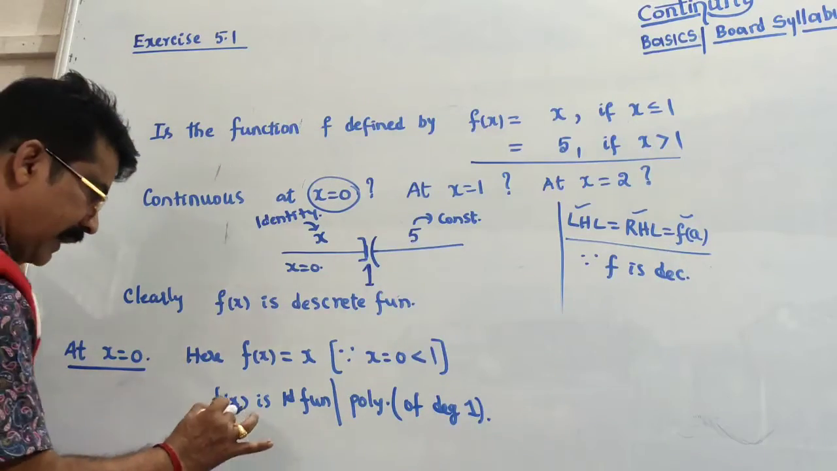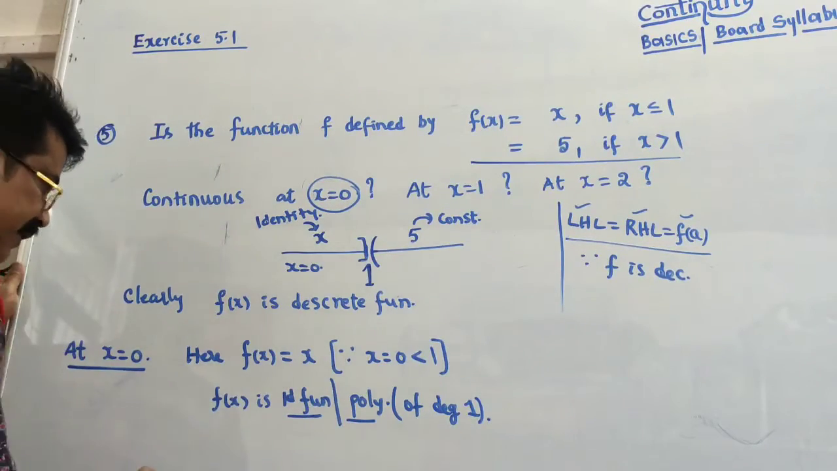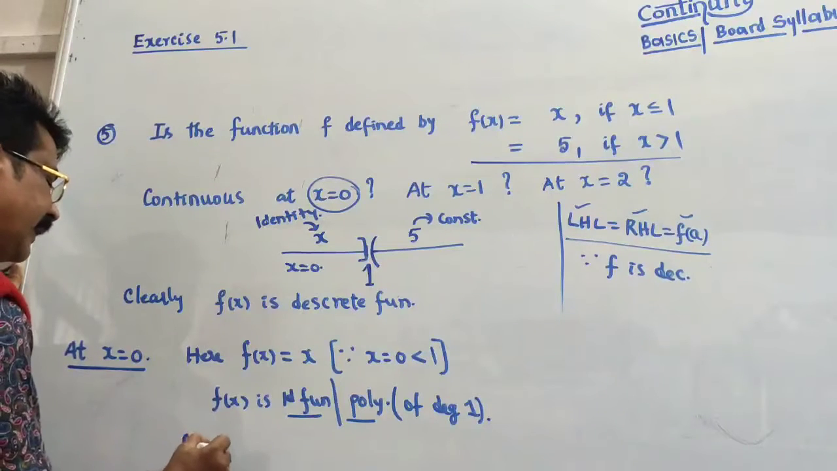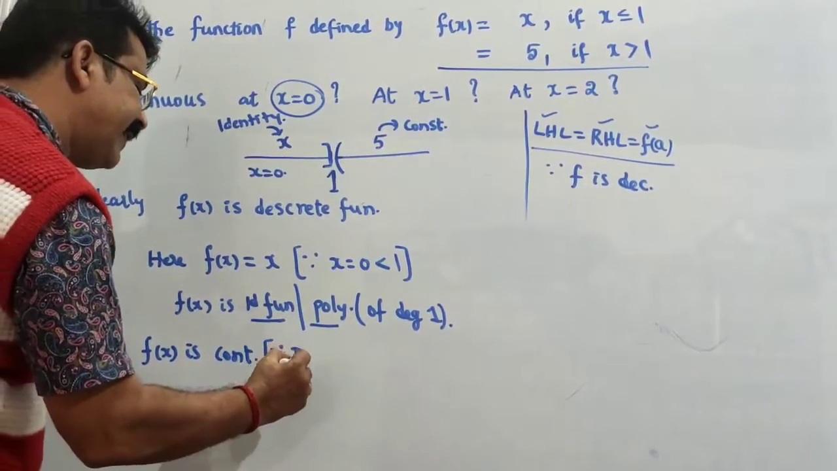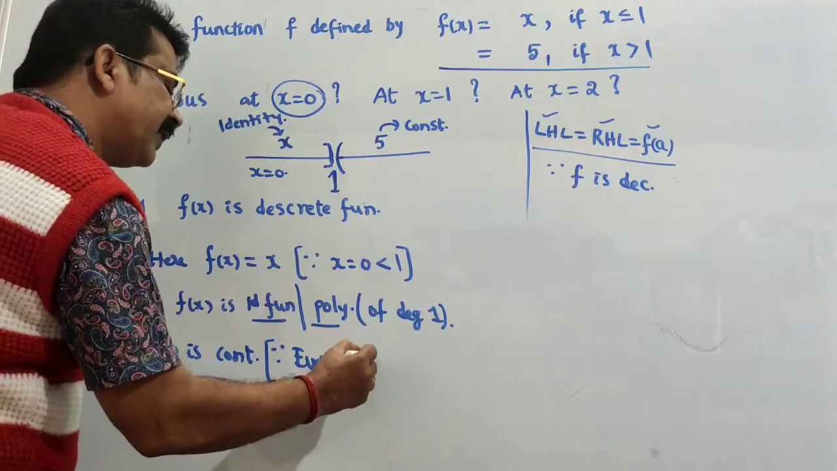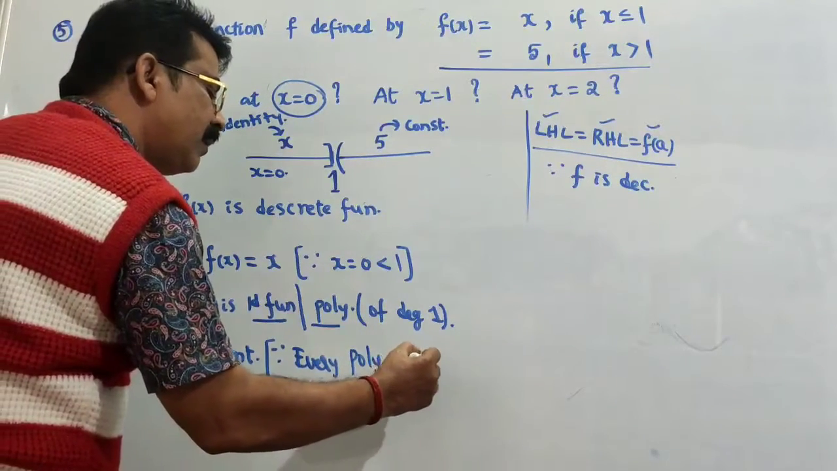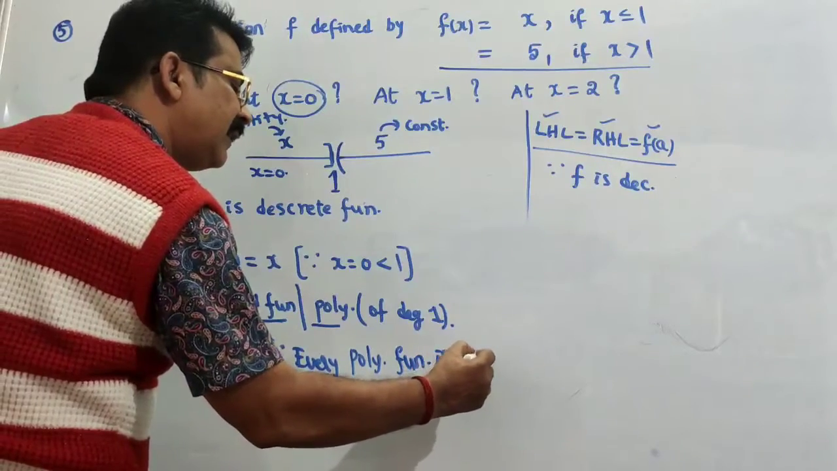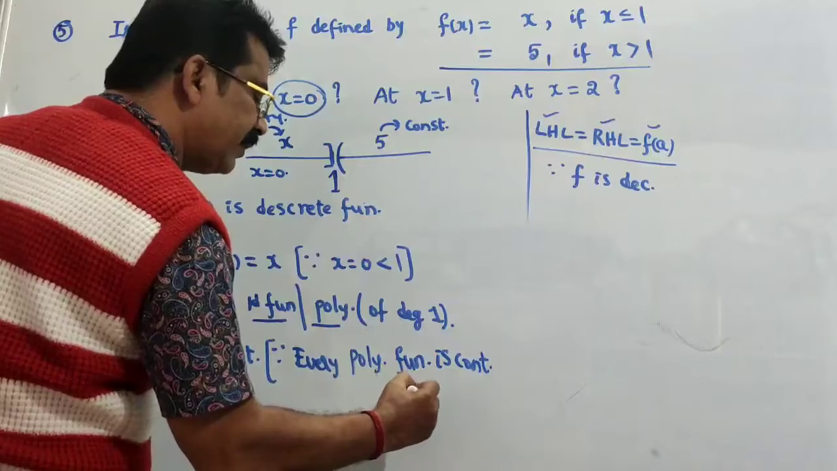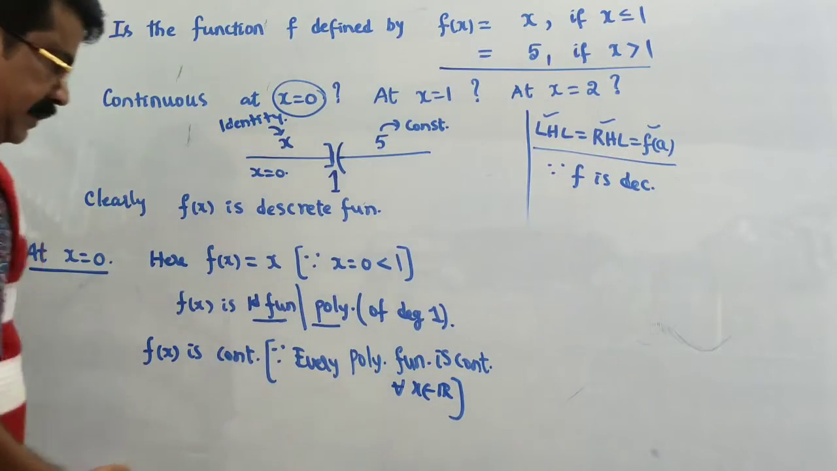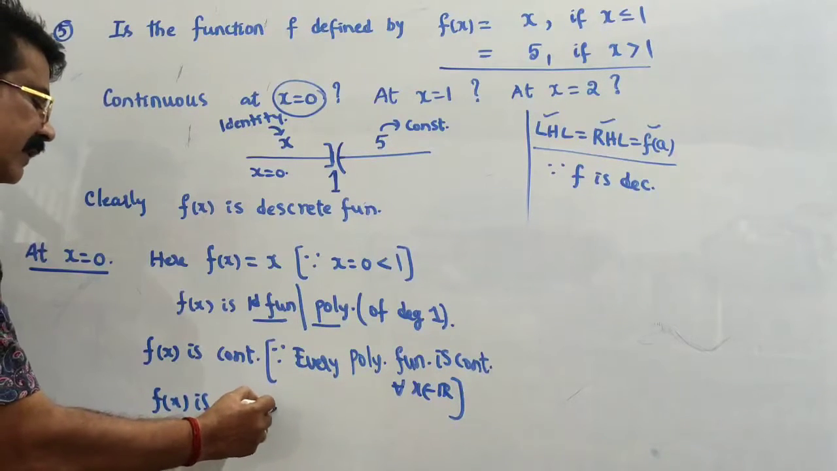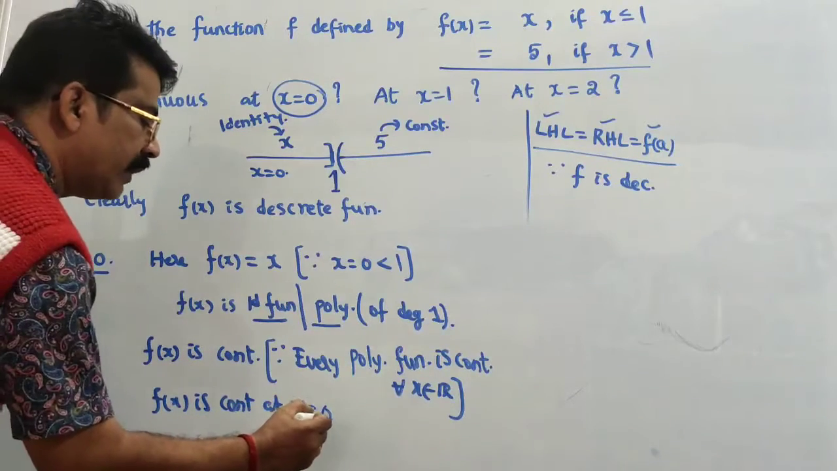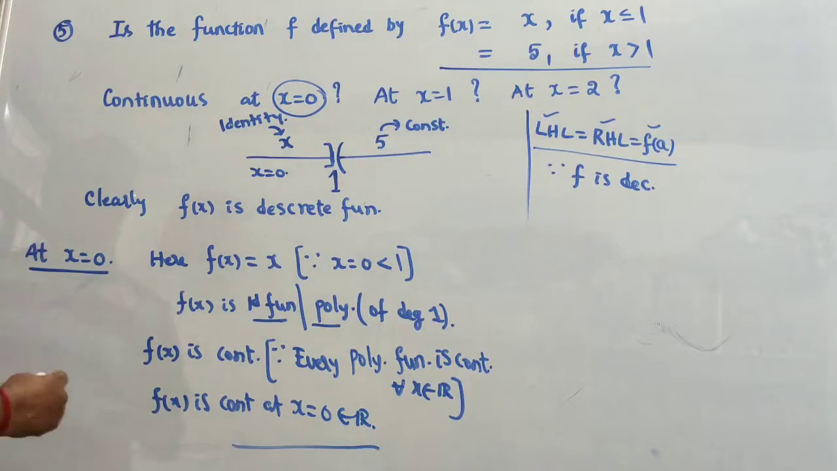So already I said every polynomial function is continuous for all x belongs to capital R. Therefore f of x is continuous, and f of x is also continuous at x equal to 0 because 0 belongs to capital R. So in the first case it is a continuous function.